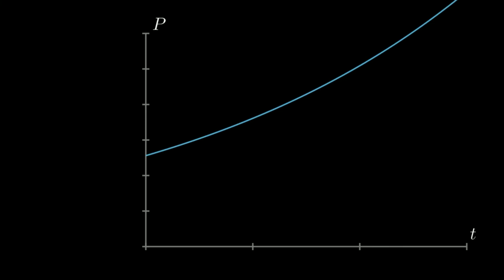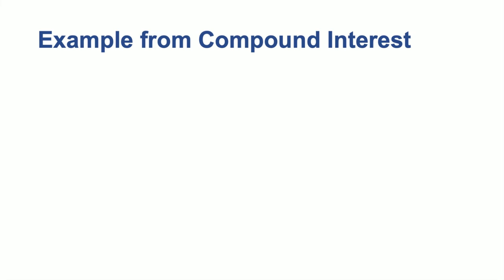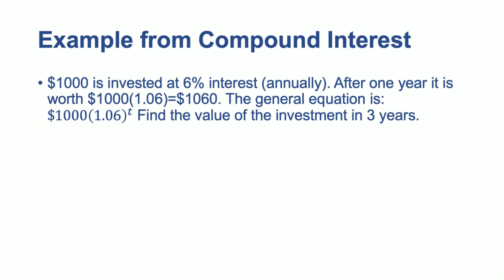So now let's talk about compound interest. In pre-calculus, we talked about how compound interest can be discussed in increments of different time periods. So say $1,000 is invested at 6% interest annually. After 1 year, it is worth 1,000 times 1.06, which is $1,060, meaning the general equation is 1,000 times 1.06 to the t. So find the value of the investment in 3 years.